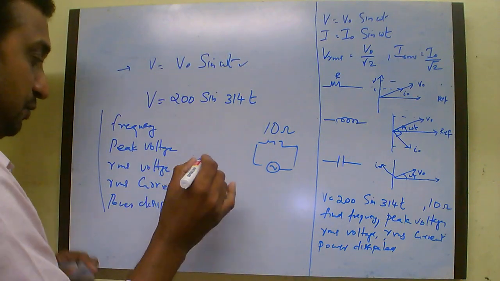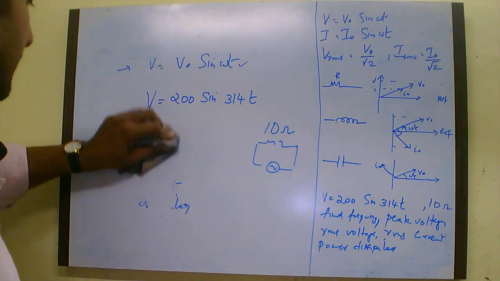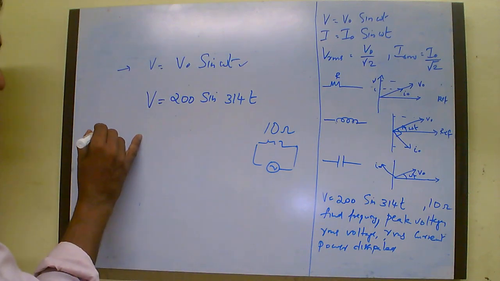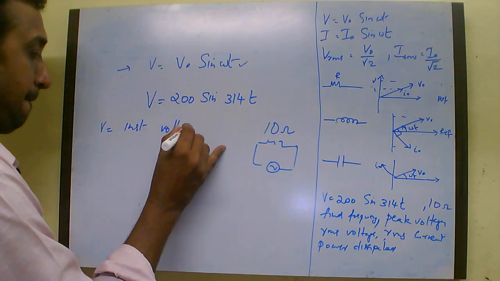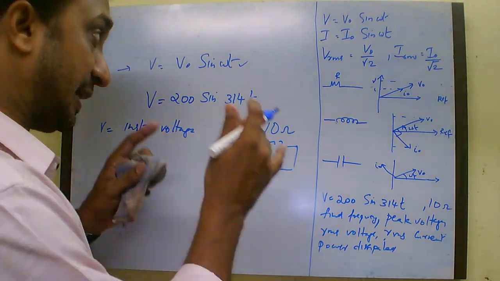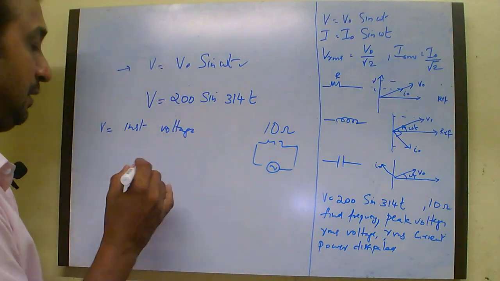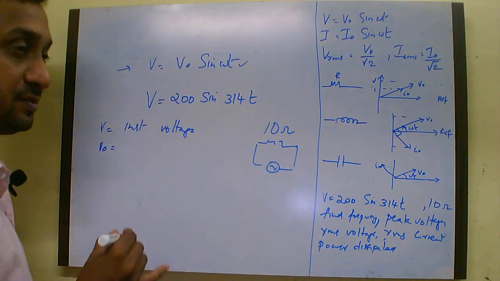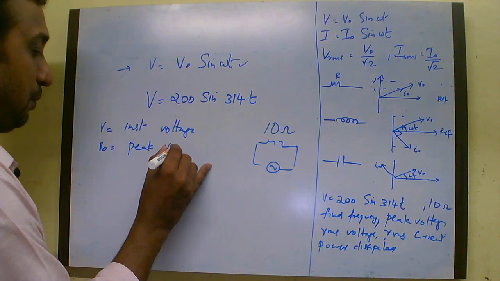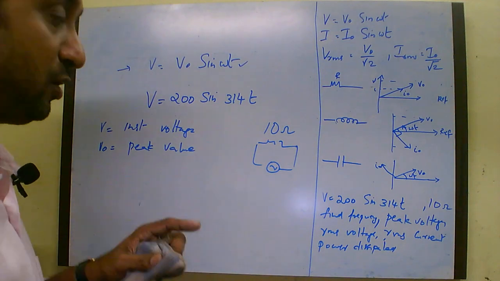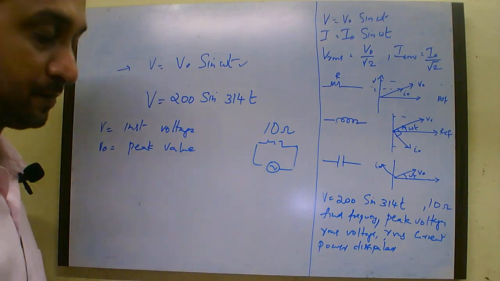So V represents instantaneous voltage. What is instantaneous voltage? The voltage at this moment, at the time t. Then what does V0 represent? V0 represents the peak value. Peak value means the maximum value which the voltage can acquire.